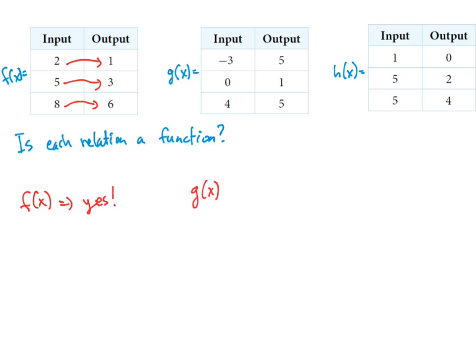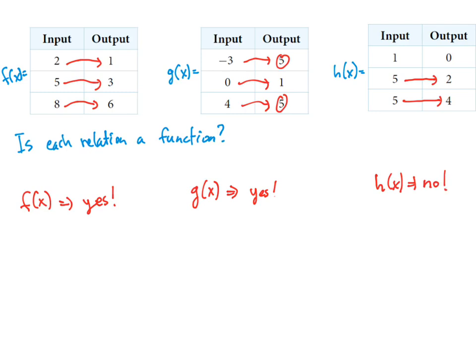G of x, similarly, we have each of these goes to only one output. So even though 5 and 5 is a repeated output, just think of the birthday example. We have two people named -3 and 4 that happen to have the same birthday. So we would say g of x is a function. And then h of x, well, we have a problem here because 5 is going to two separate outputs. So that's a problem. So h of x, we would say, is no, not a function.